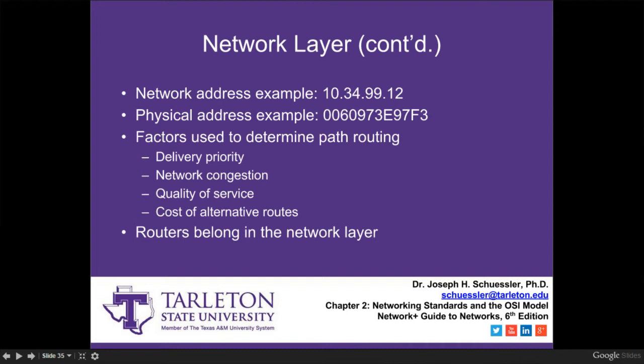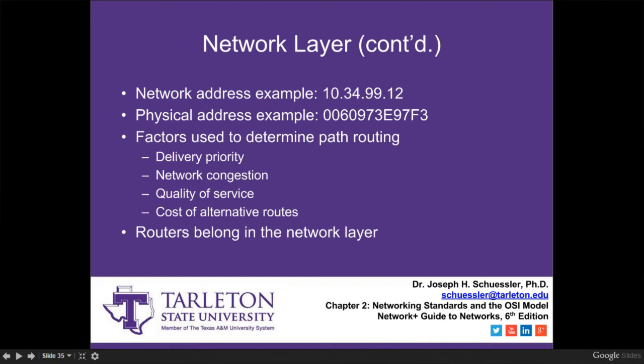If we do, we have a problem. So it's a unique logical address that we've applied to a particular workstation or server or some other node on the network. A physical address, such as 006097-3E97F3, is a hexadecimal representation of binary, and it's an actual number that's not assigned to a specific computer. Rather, it's a hard-coded address for a network interface card.